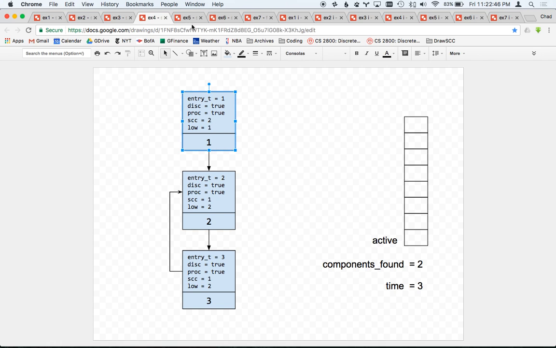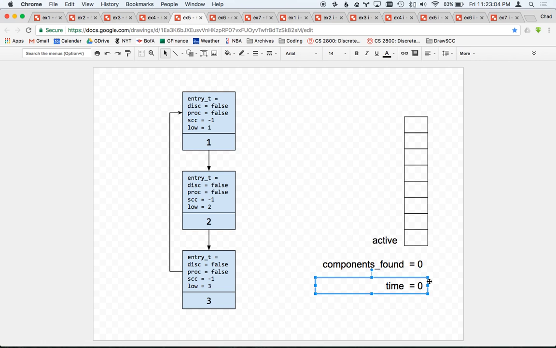Vertices 2 and 3 are in strongly connected component number 1, and vertex number 1 is in strongly connected component number 2. Next example. In this case, the entire graph is one big cycle, right? That is, we can start at vertex 1, go to vertex 2, go to vertex 3, and then go back to vertex 1. So we expect all 3 of these vertices to be in the same strongly connected component. Let's verify that that happens with our algorithm.